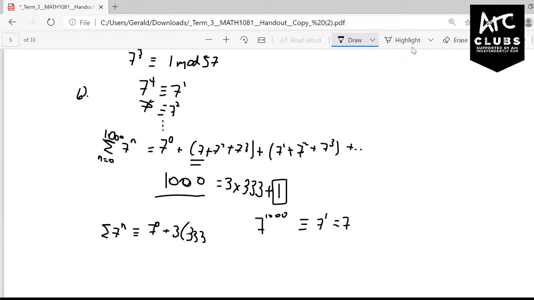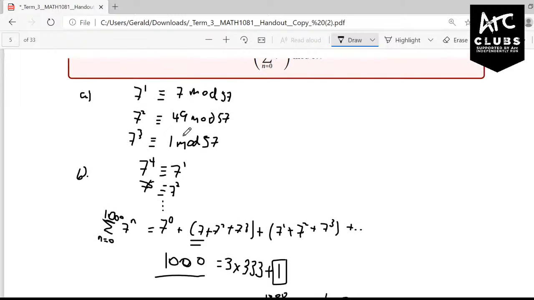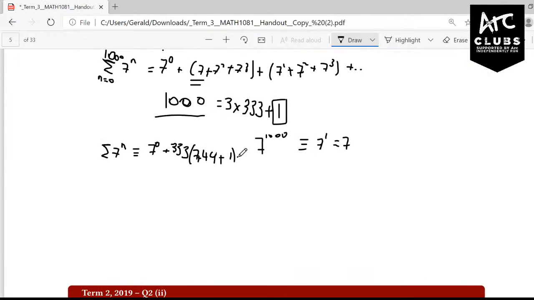What am I doing? It's 333. Yeah, so 333 times 7 plus 49 plus 1. Because remember that 7 to the power of 3 is equal to 1, which we found here. And so what that means is you have this extra 7 left over.